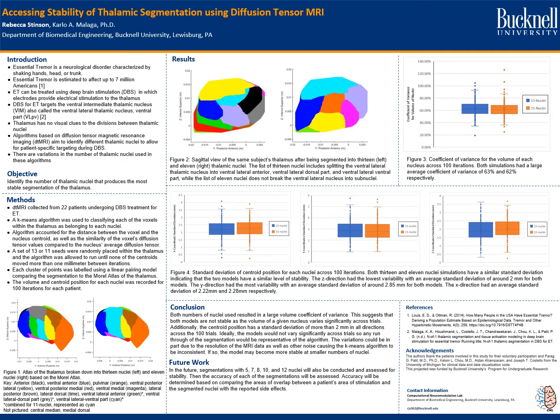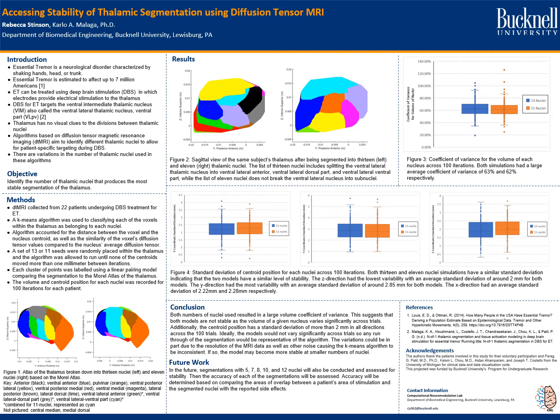Diffusion tensor MRI data from 22 patients undergoing DBS for essential tremor was run through the segmenting algorithm with both 13 and 11 nuclei. For each patient, the algorithm was run for 100 iterations. The volume of each nuclei as well as the centroid location was recorded across each iteration.